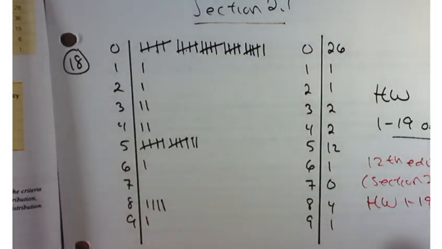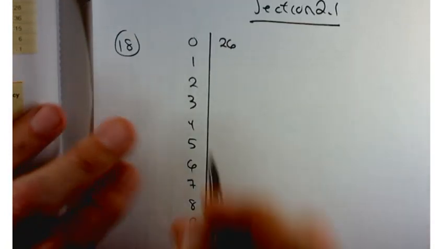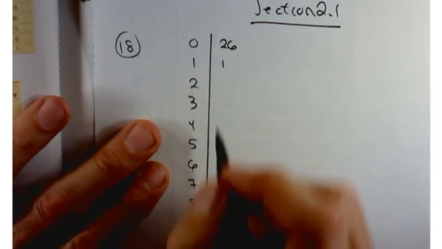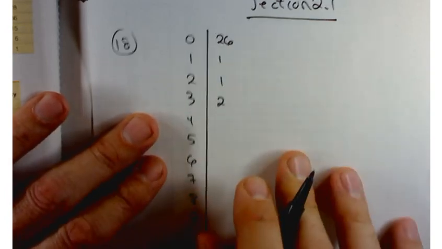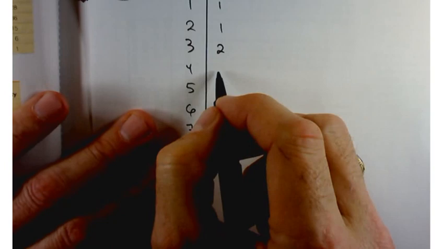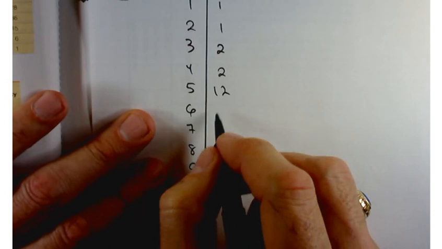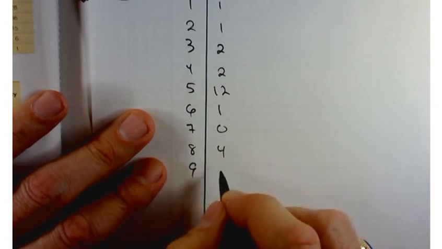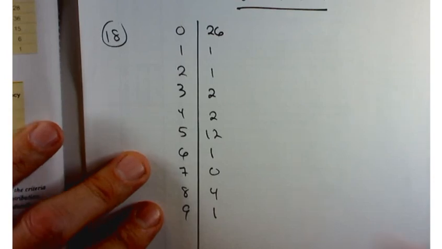And let's just go to the summary. The executive summary is this. You'd have 26 people whose weight ended in a 0. One of them that ended in a 1. One that ended in a 2. 2 that ended in a 3. 2 that ended in a 4. 12 that ended in a 5. 1 that ended in a 6. None that ended in a 7. 4 in an 8. And 1 in a 9. So there's your frequency.